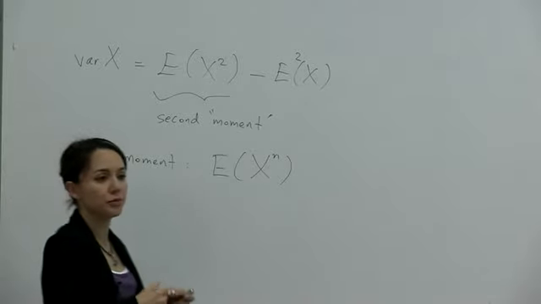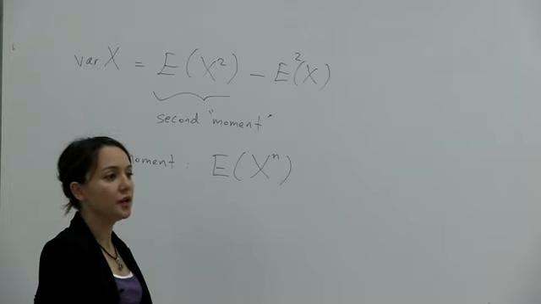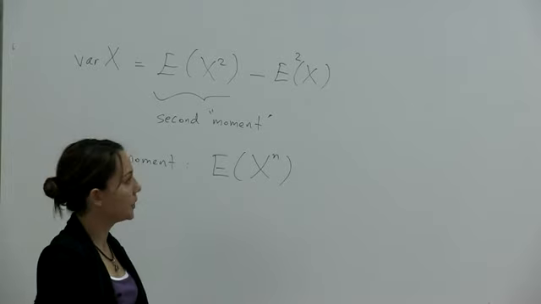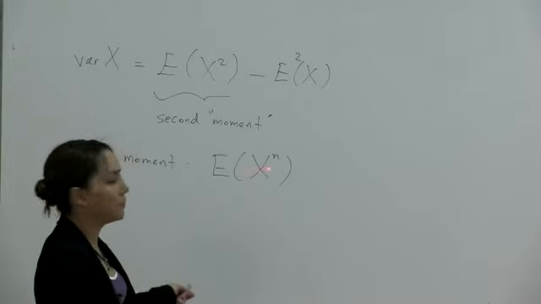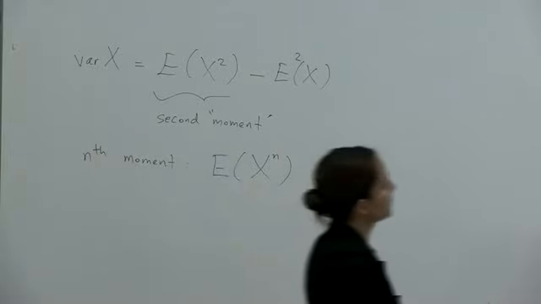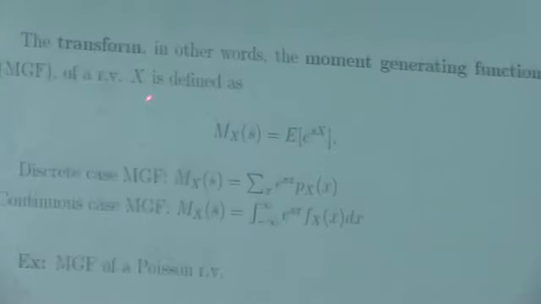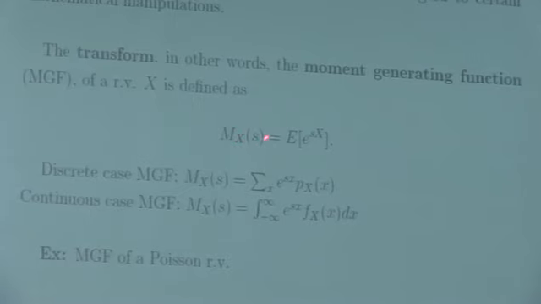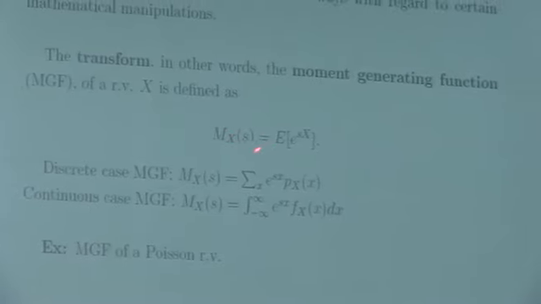Now, the transform that we'll learn today is also called a moment-generating function. It's a function that we can use to generate nth moments for any n. Okay, specifically, the transform or the moment-generating function, MGF, of a random variable X is defined as M sub X of s being equal to the expectation of e to the power s times X.